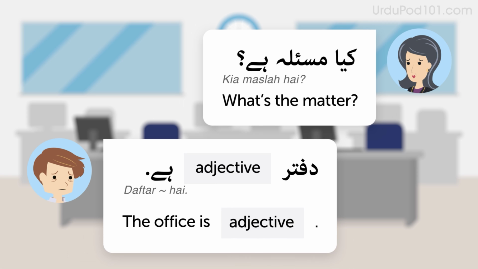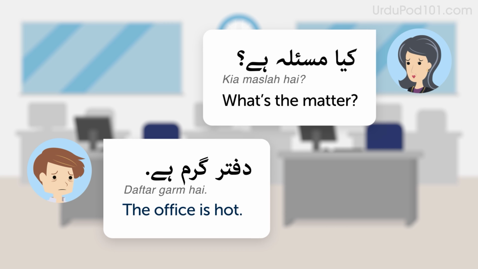Now, how do you answer this question? The pattern is दफ्तर adjective है. This Urdu sentence literally translates into, office adjective is, but it means the office is adjective in English. For example, the office is hot. दफ्तर गर्म है.